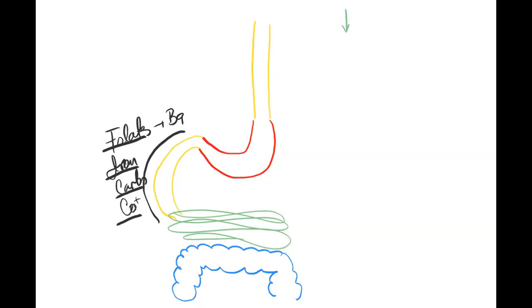When we have low levels of B9 or folates, we are going to get a megaloblastic anemia. When we get low levels of iron, we are going to get a microcytic anemia. When we get low levels of carbs, we are going to lose weight. So low levels of carbs are going to show us in the patient a decrease in weight. And low levels of calcium are going to show us in the patient osteoporosis.